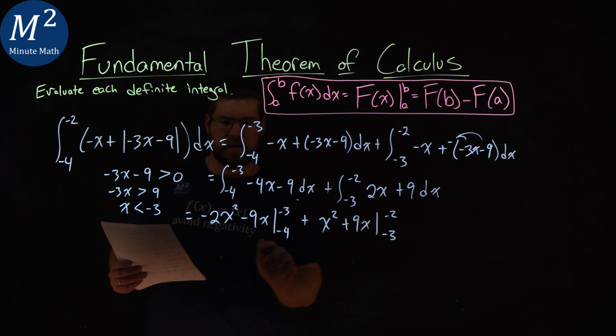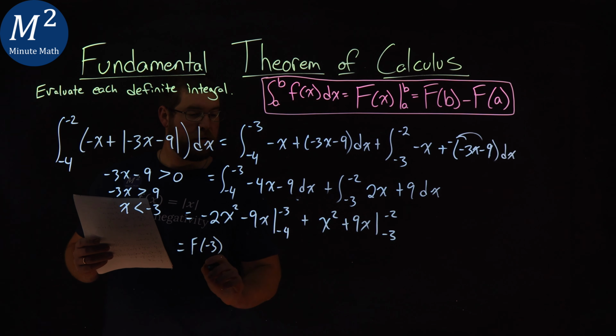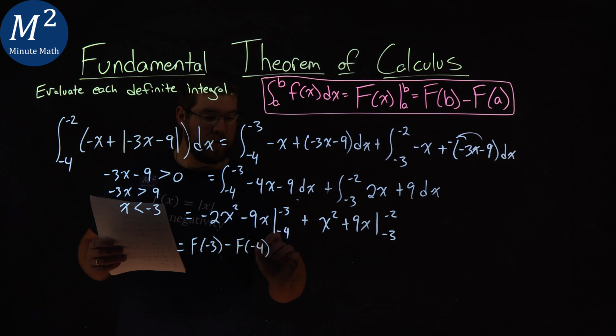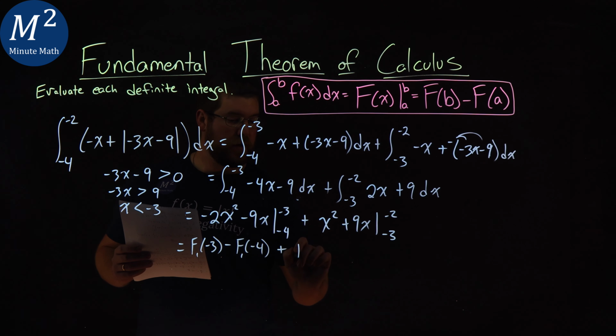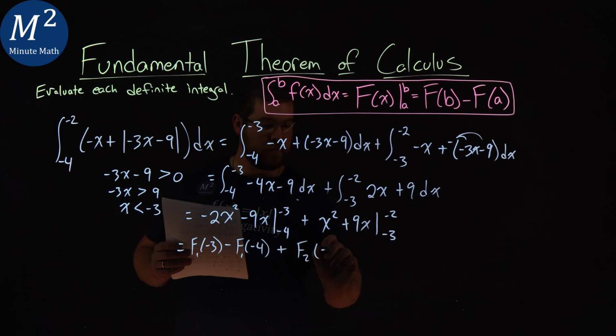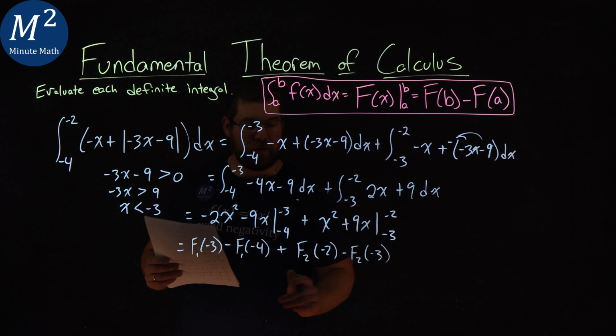So, just kind of save room here. We're going to plug this in. We plug f of negative 3 into our function, minus f of negative 4. Let's call this f1. Plus, let's call this one f2, f2 of negative 2 minus f2 of negative 3, right there.